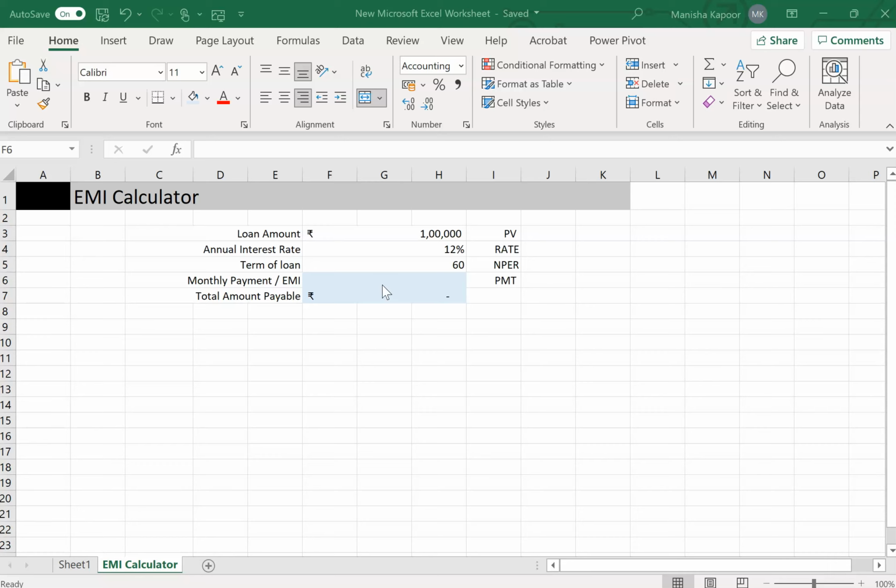For example, you purchased a laptop worth rupees 1 lakh from Amazon, but you see that the amount is too big and you don't want to pay 1 lakh upfront. Rather, you go to SBI Bank and you ask SBI Bank to pay that amount for you, and in return you will give that payment in installments.